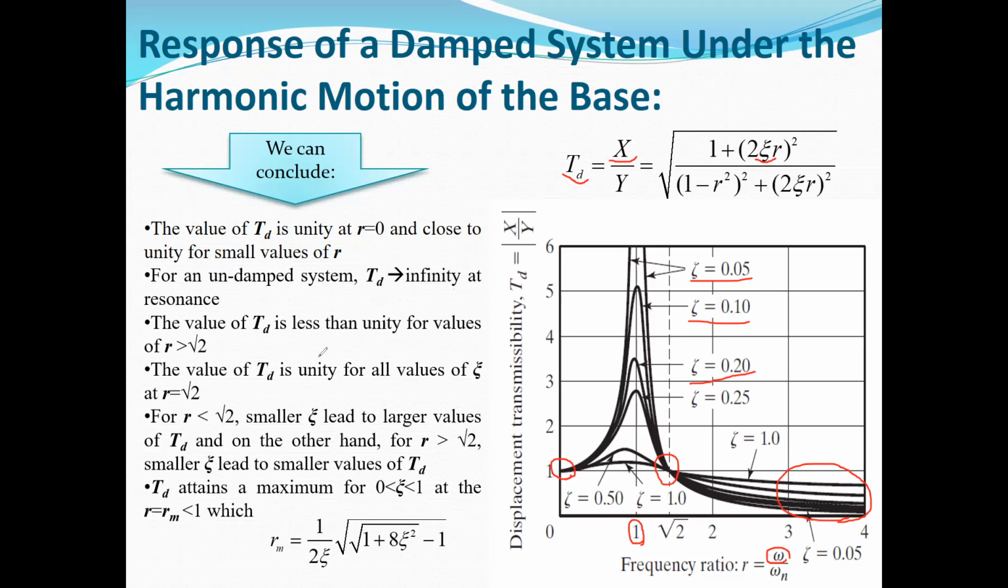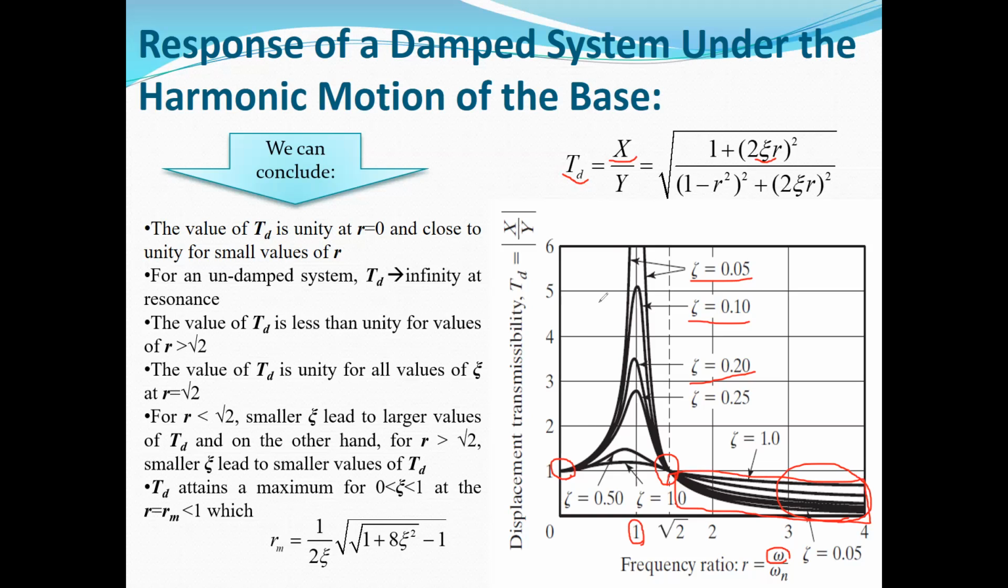The value of TD is less than unity for values of R more than square root of 2, in this area. As I told you, this area is our preference when we want to design a suspension system for a vehicle, because as you can see, the amplitude of the response is less than the amplitude of the excitation. So this is the preferred area when you want to design a suspension system for a vehicle.